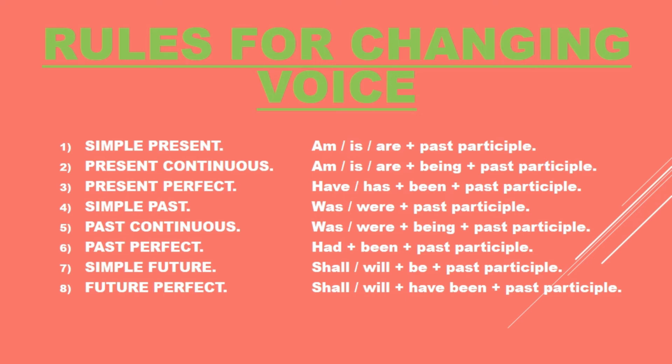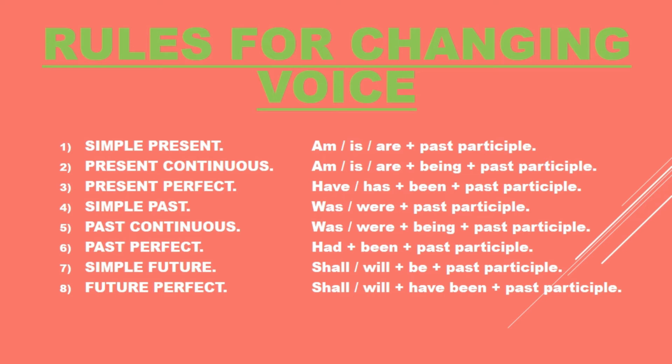In case of simple past tense, we have to use either was or were followed by the past participle form of the verb. In case of past continuous tense, there will either be was or were followed by being and followed by the third form of the verb. In case of past perfect tense, it will always be the auxiliary verb had. It will be followed by been and finally will come the third form of the verb.